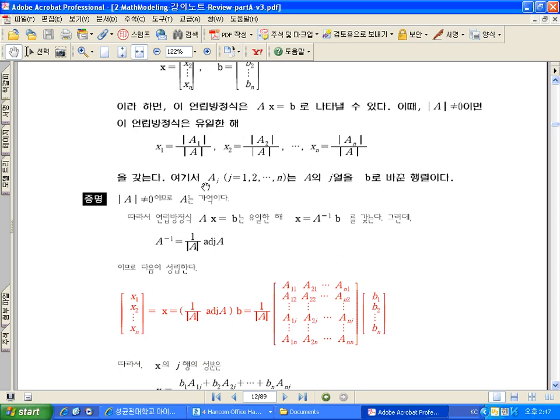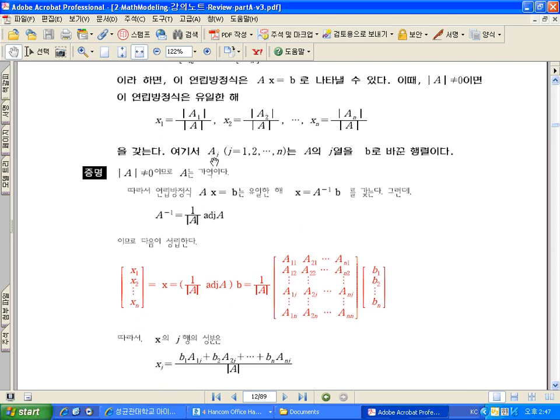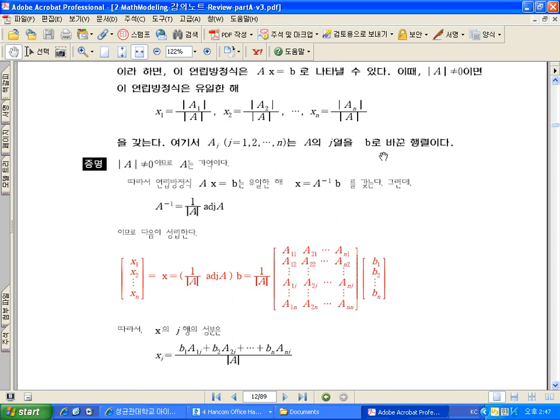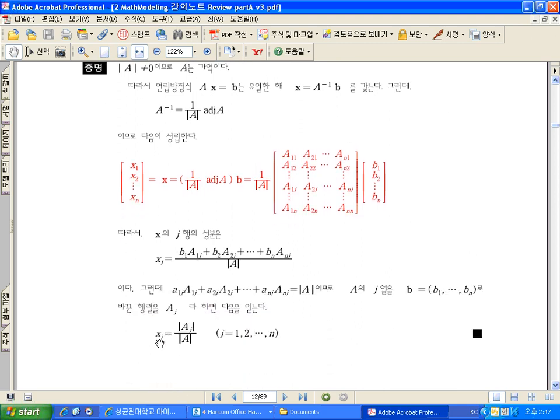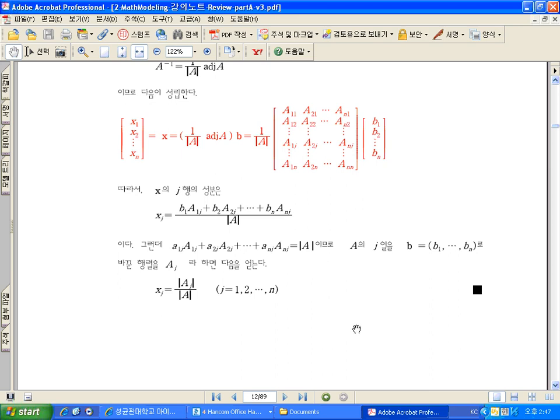So if we write it in the terminology that was given in the theorem, then that's the determinant of this Aj matrix, which is obtained from A by replacing the jth column by the vector b. So this is the same as this. So now we can write xj as the determinant of Aj over the determinant of A. This is the proof of Cramer's rule. Okay?